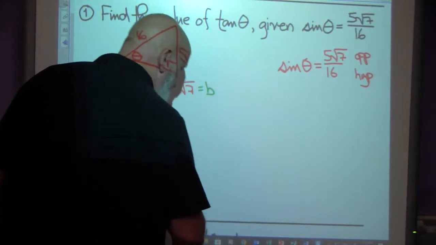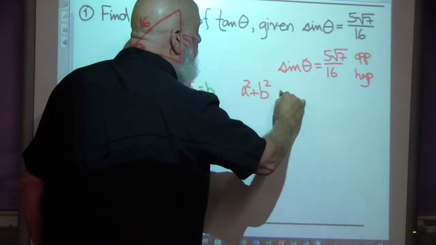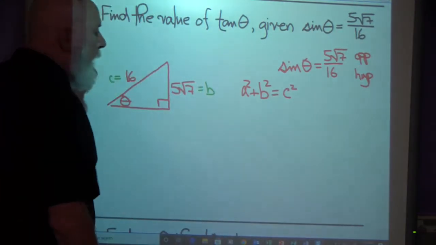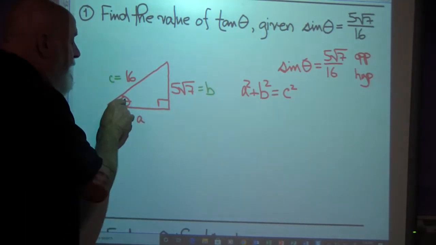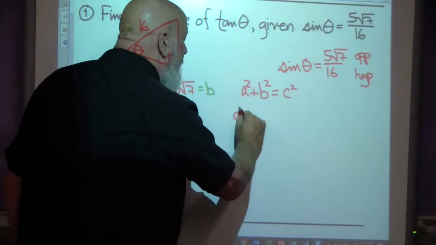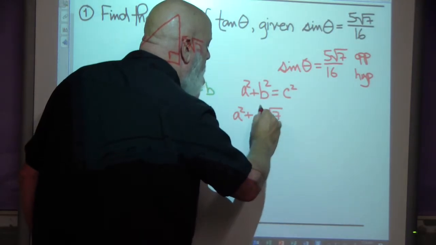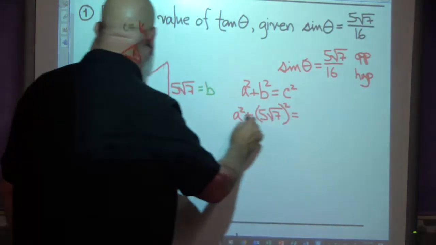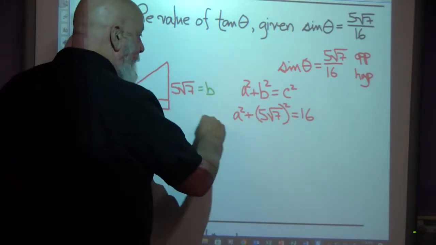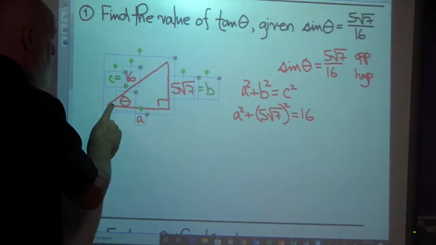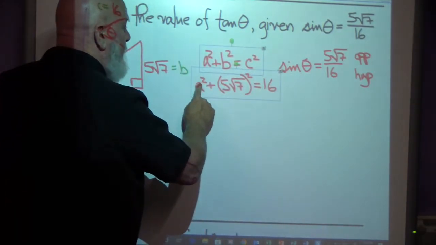And I'll say that A squared plus B squared is equal to C squared. And I know that A squared is unknown, because that's the side I need to find the tangent. So I'm going to say A squared plus B squared, that's 5 radical 7 squared, is equal to C squared, which is 16 squared. Okay? And now, I'm going to scooch this over and move this up a little bit, give myself a little bit more room.